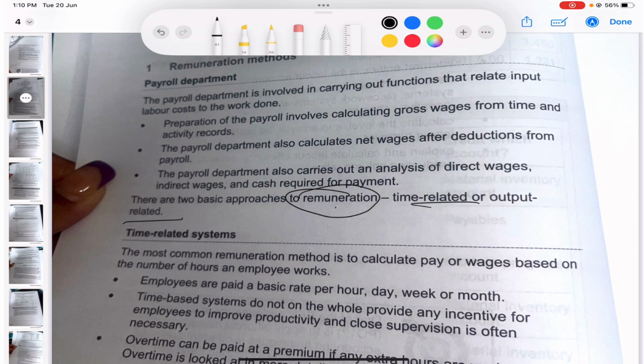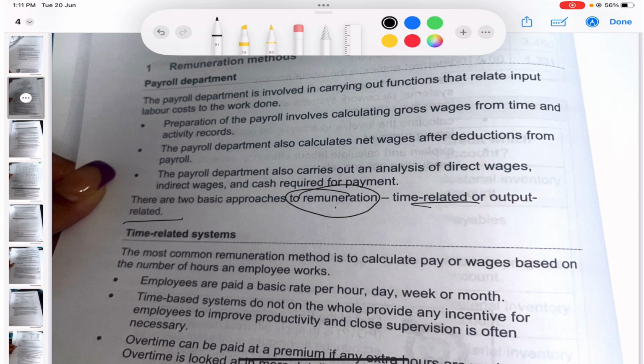So the first is the time related system. What do you understand by a time related system? It means that the employees are paid on a time basis. How much time they have put into the work, they are paid on that basis. So if I worked for 2 hours, let's say I get 10 rupees. If I worked for 4 hours, then I'll be getting 20 rupees. That is my time related system, wherein the consideration on which the remuneration is given is your time.